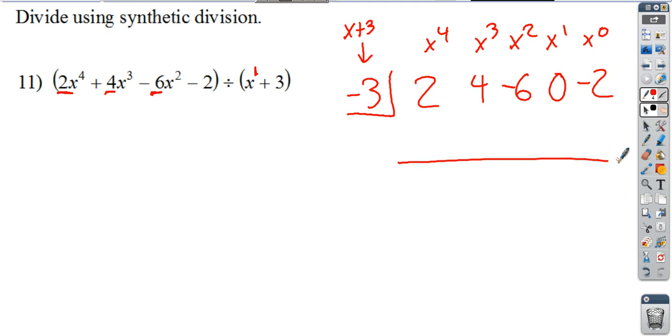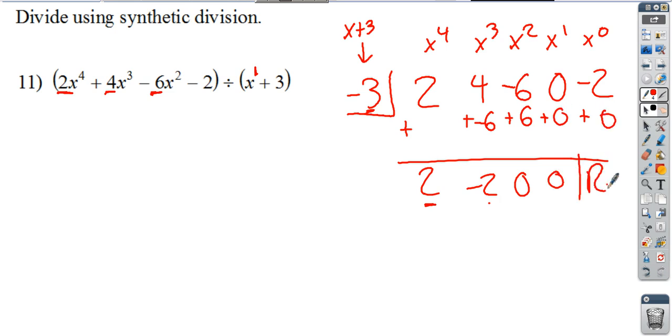How does synthetic division work? You add these columns, and then you multiply the numbers on the bottom. So 2 plus, there's nothing there, so 2 plus 0. 2 plus nothing is 2. 2 times the negative 3 is negative 6. We add those to get negative 2. Negative 2 times negative 3 is 6. Add those to get 0. 0 times negative 3 is 0. 0 times negative 3 again is 0, so we get remainder negative 2.